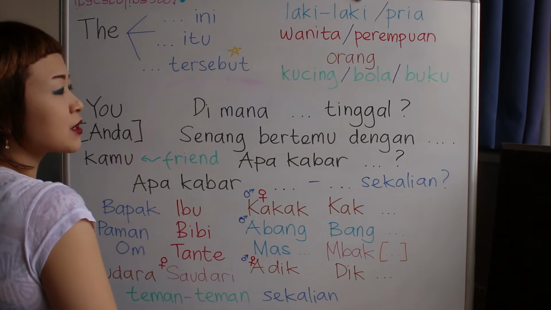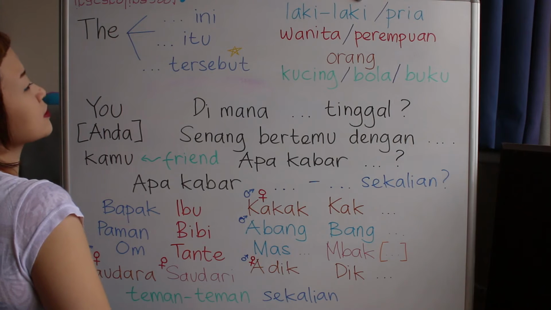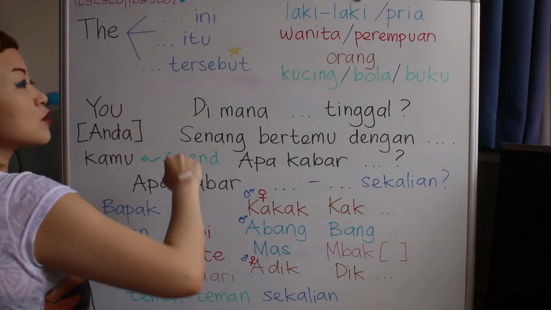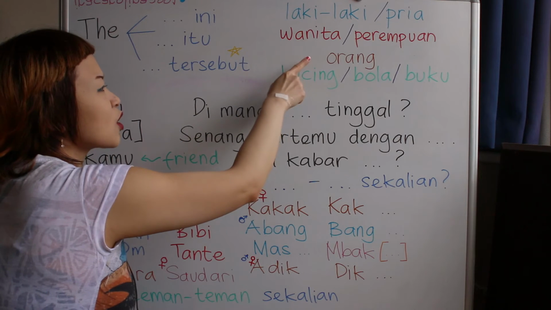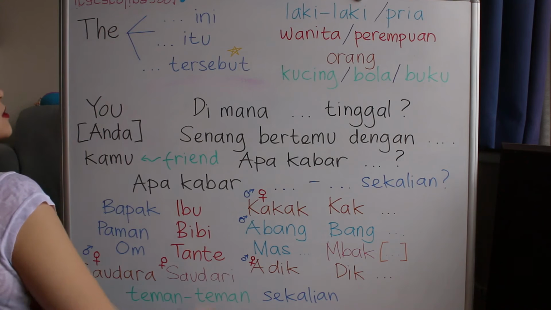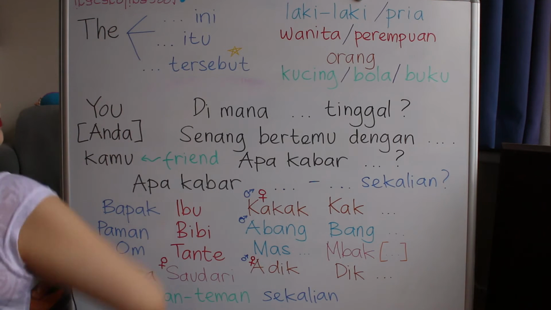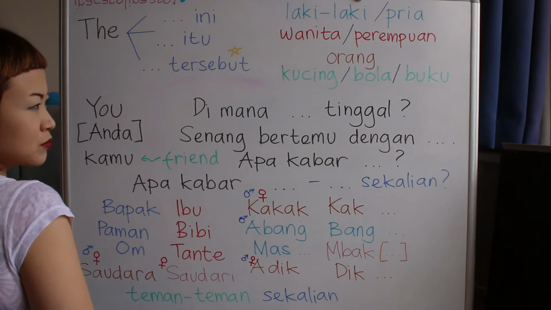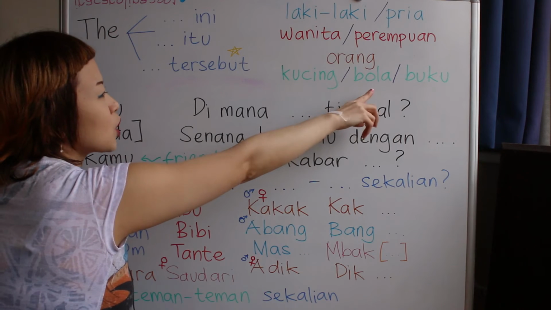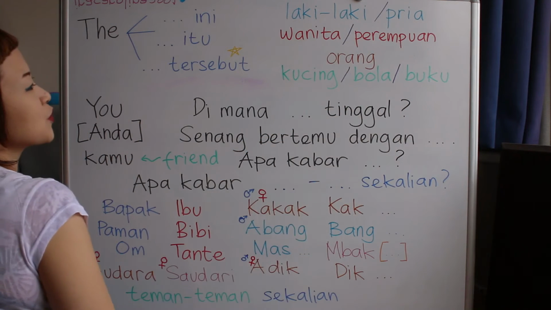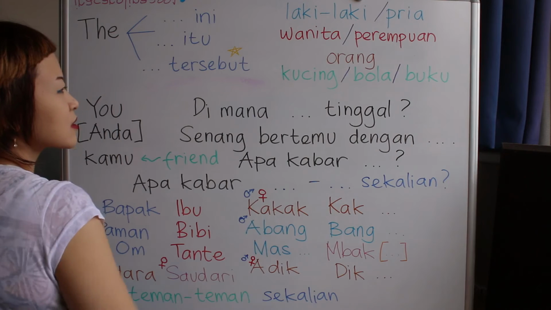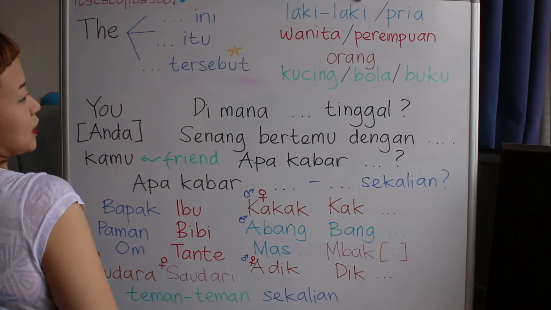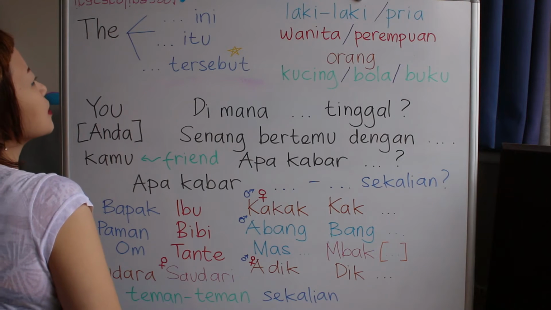And if you want to say "the person", the human being, person or human being is orang. Put it here. If you want to say the cat, the ball, the book, we use kucing for cat, bola for ball, buku for book. Put it here.